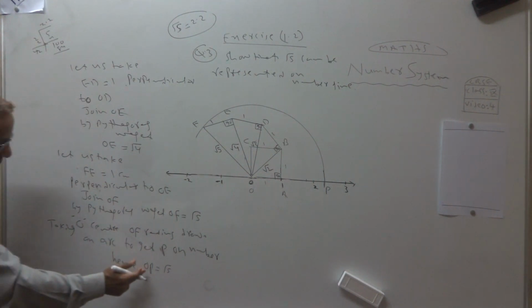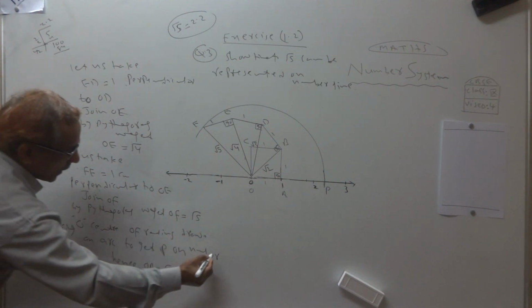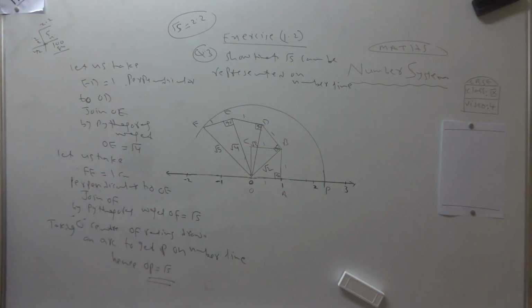Hence OP is equal to root 5 on the number line. Taking O as center and OF as radius, draw an arc to get P on the number line. Finished? So we completed 3 questions: root 2, root 3, root 5.